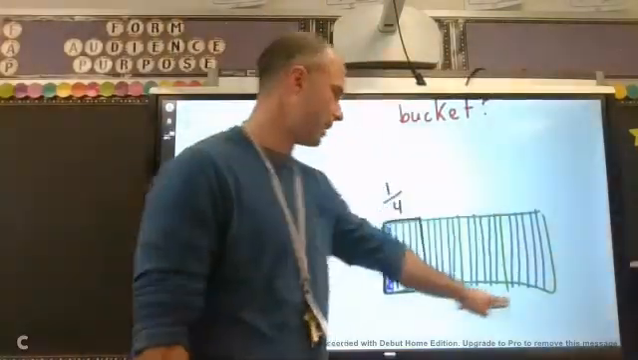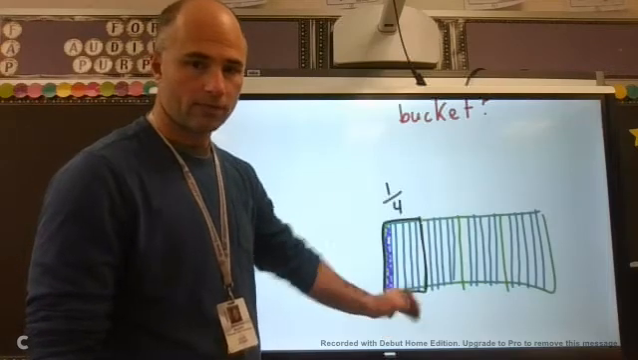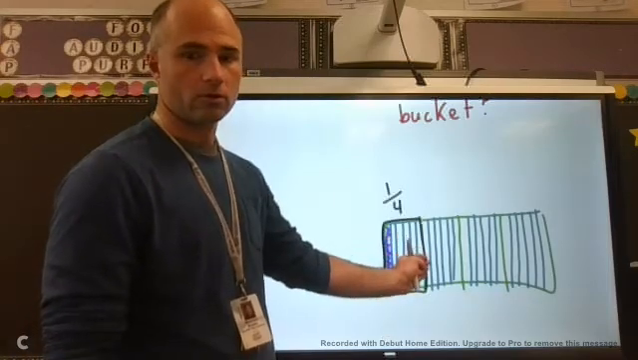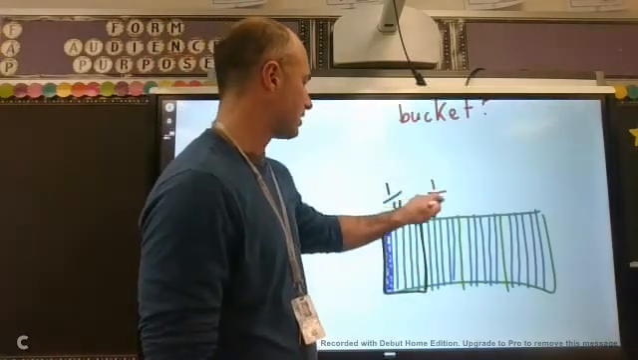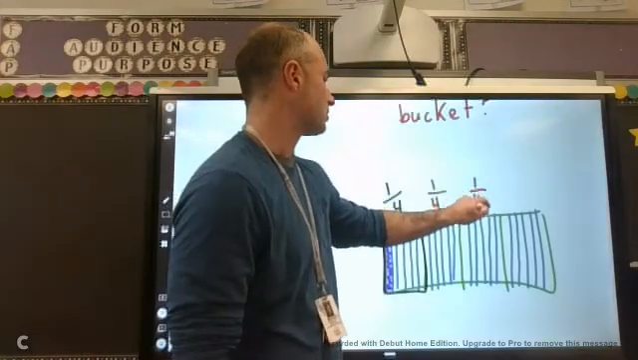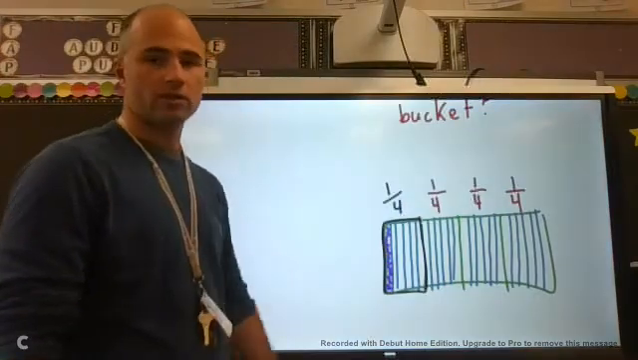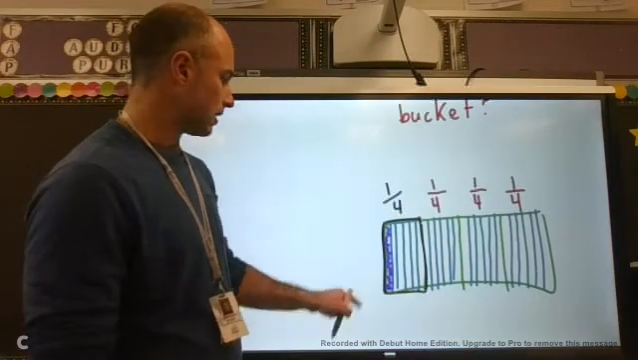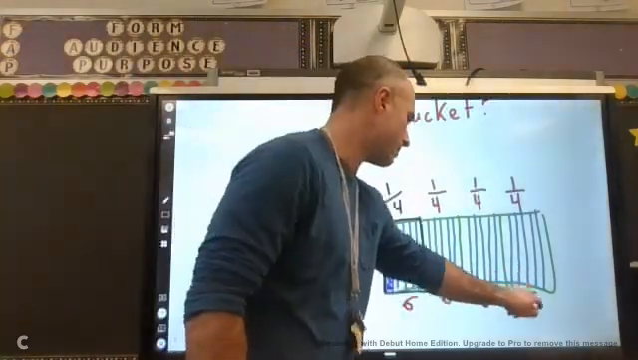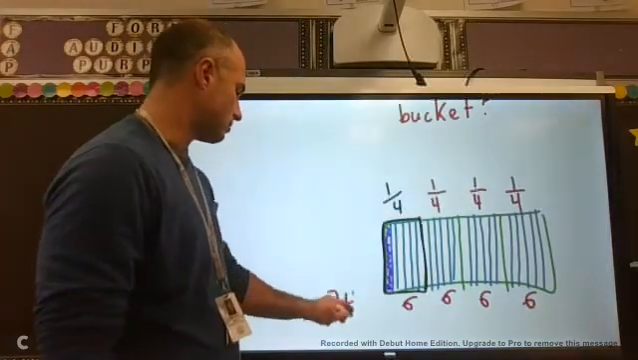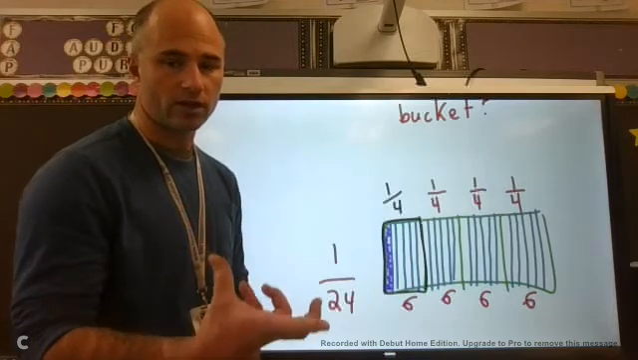Okay, this is a whole bucket of paint. But we're only focused in on 1/4 of the bucket. 6 friends are sharing that 1/4. So we're going to break this 1/4 into 6 parts, this 1/4 into 6 parts, and this 1/4 into 6 parts. How much is one of those friends using? Well, each 1/4 is 6 parts, so that's 24 parts. So one friend is using 1/24 of the bucket of paint.